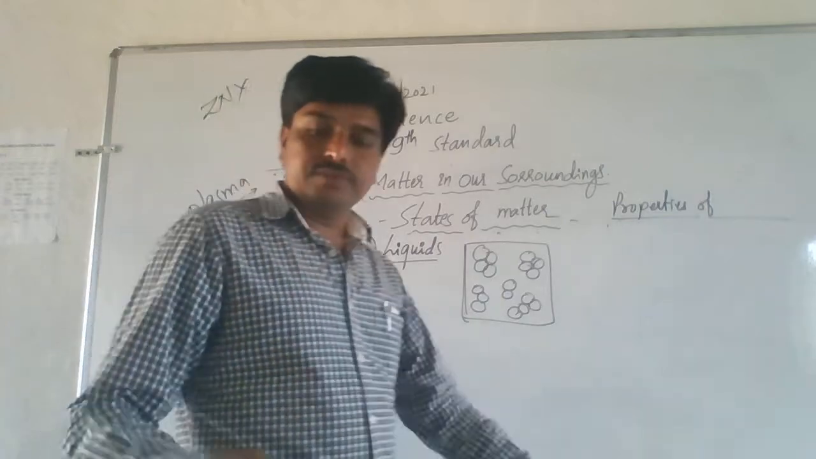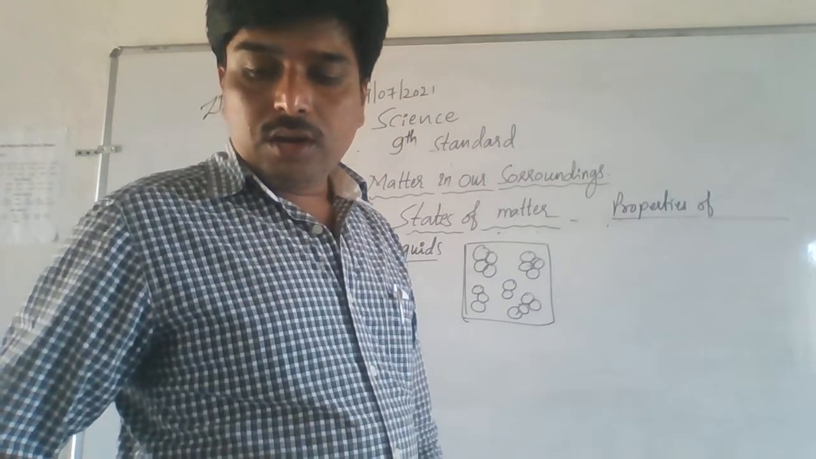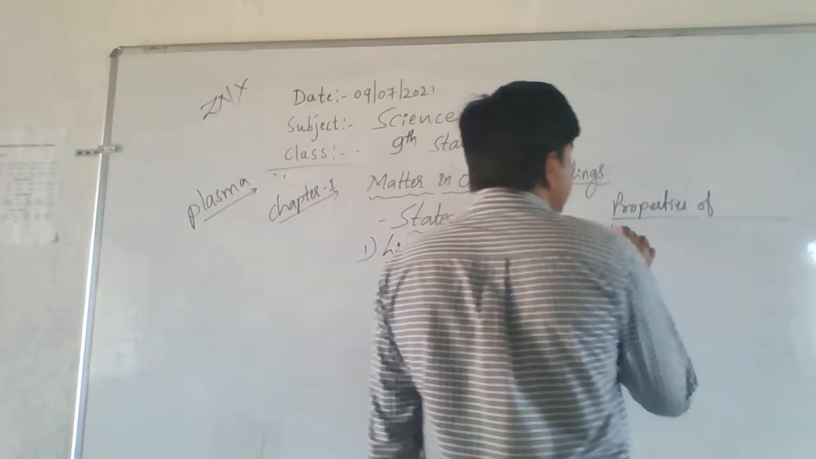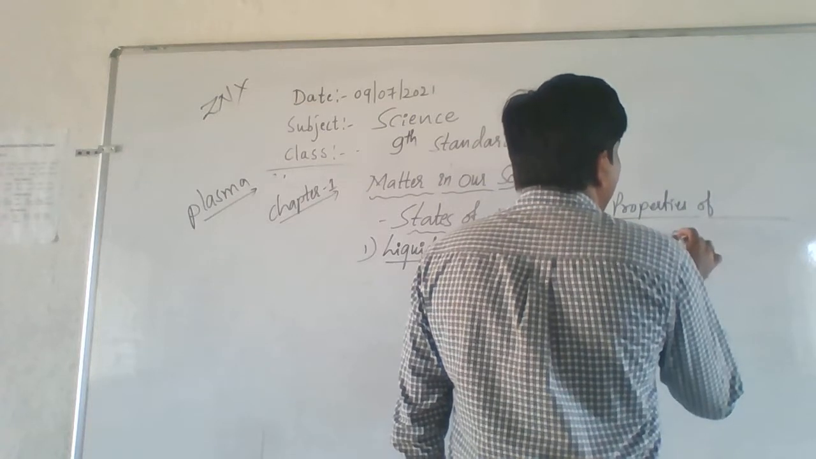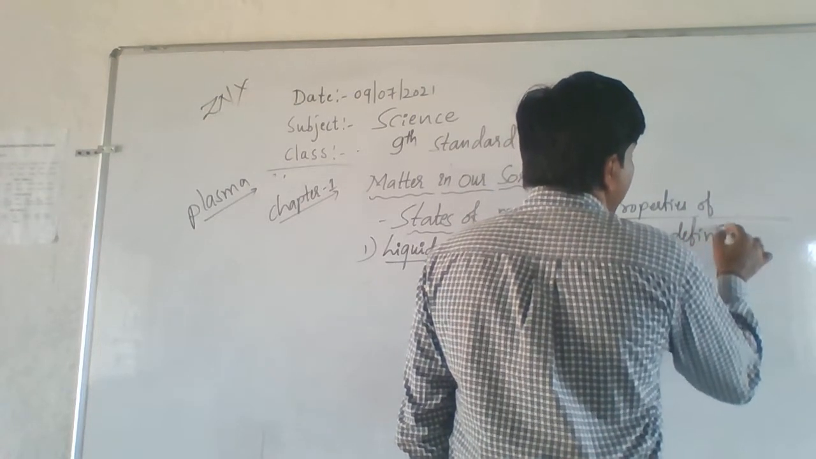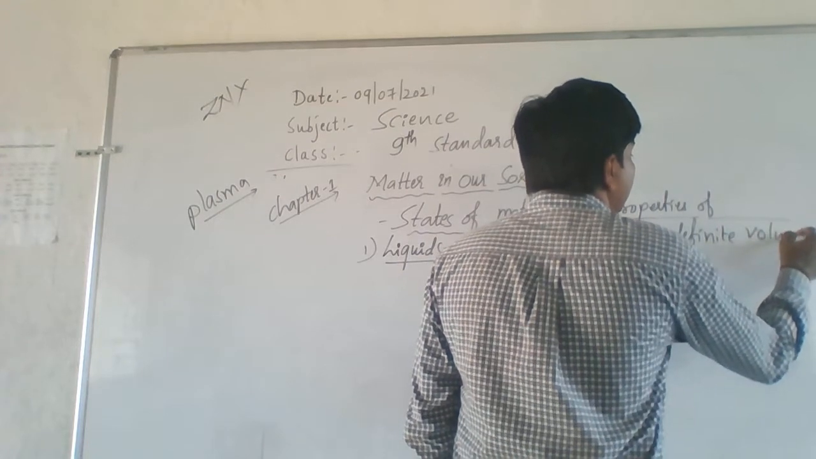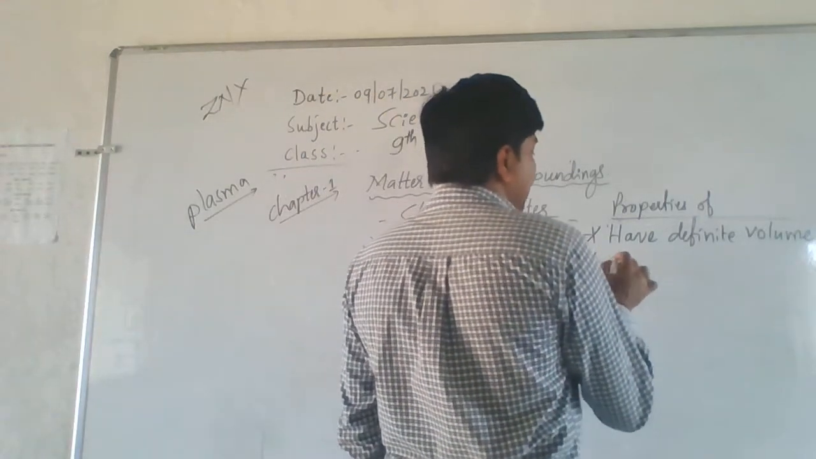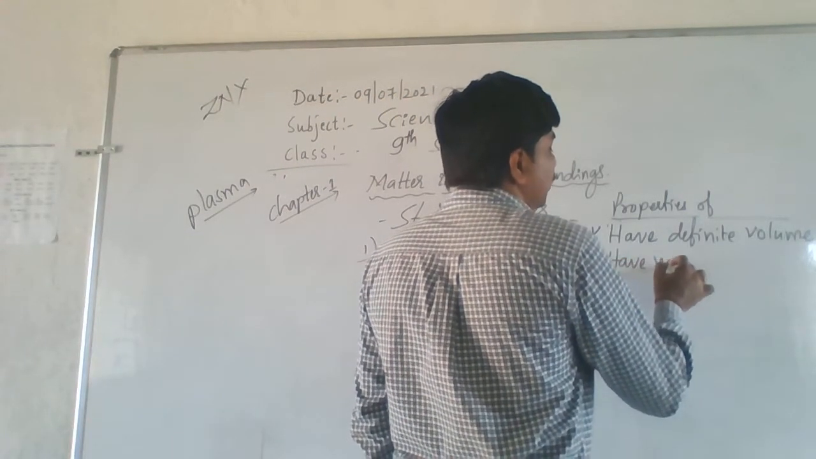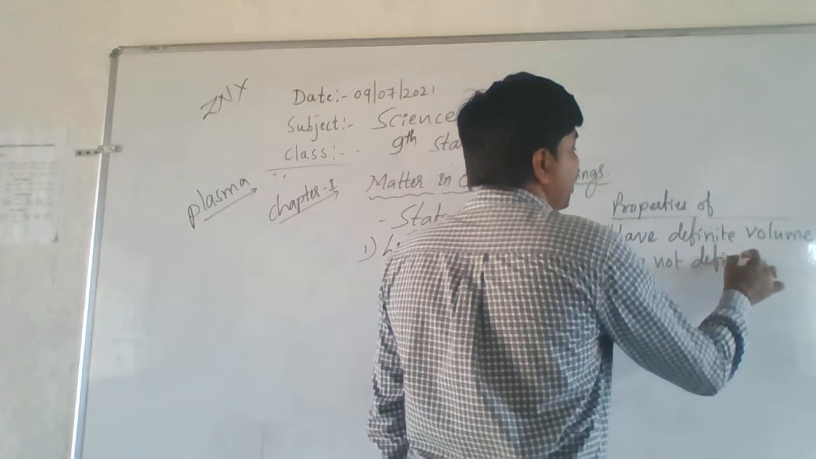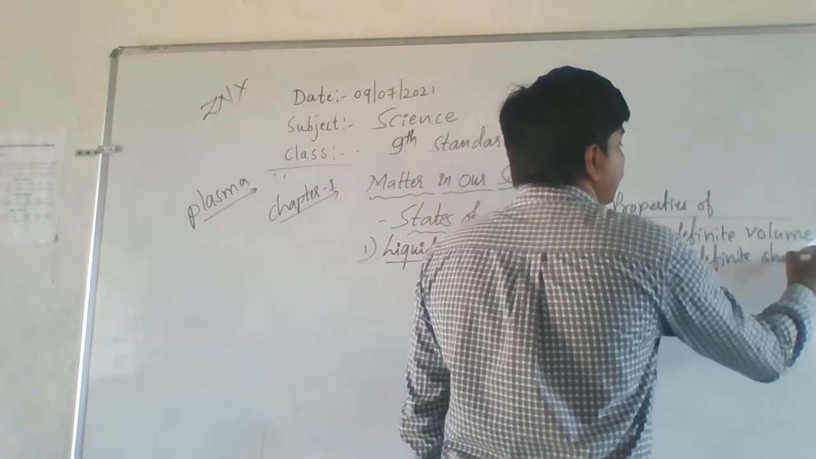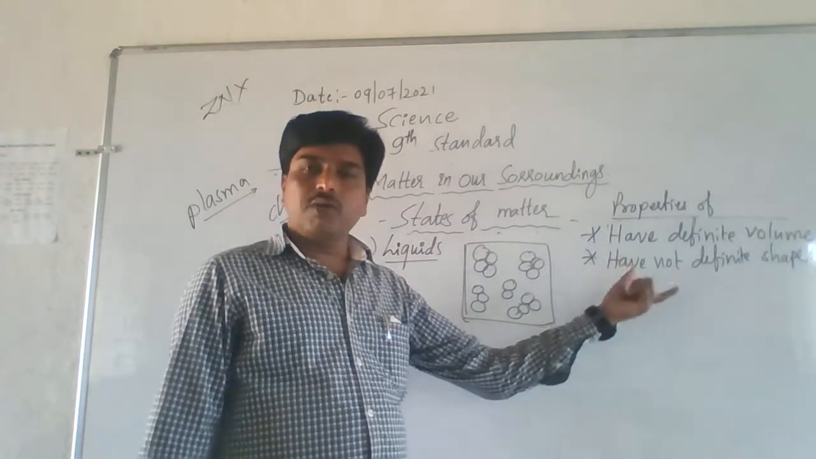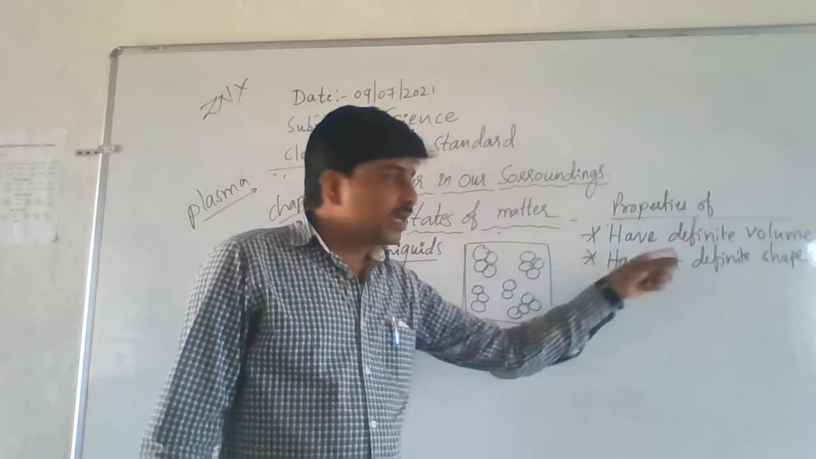Then come to the properties of liquids. Liquids have definite volume, but liquids do not have definite shape. Understand? Liquids have definite volume, but they don't have definite shape.